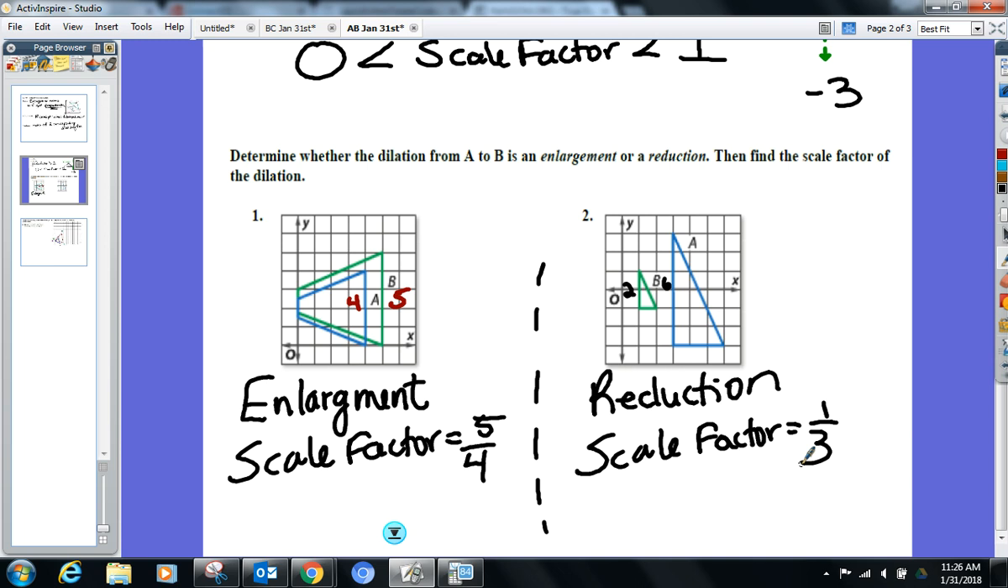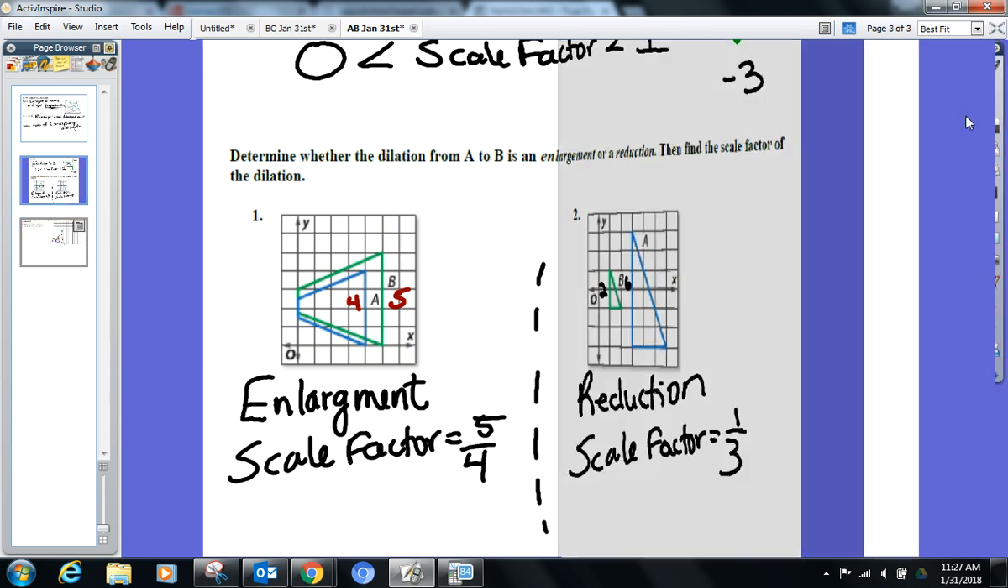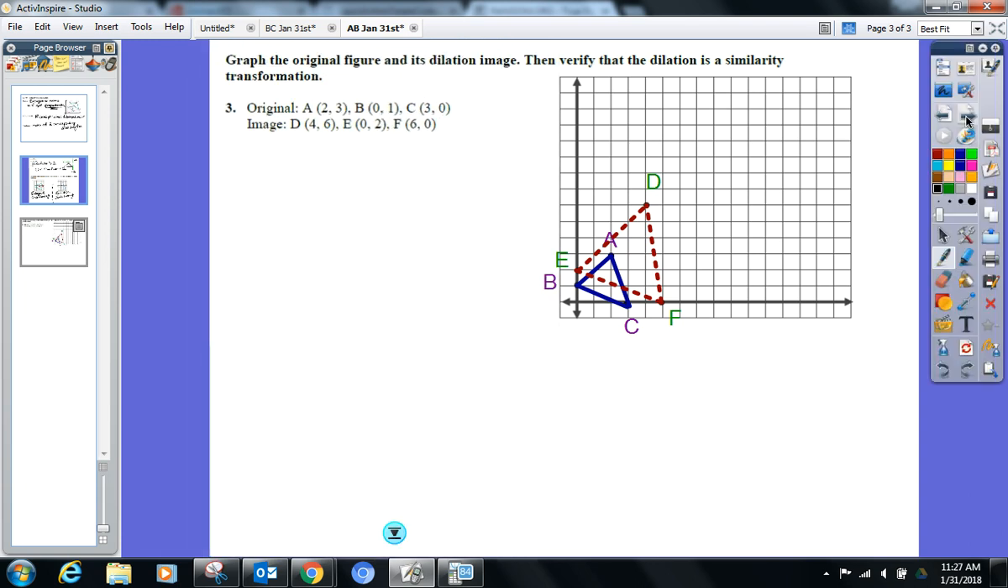Everyone okay? We all good? That's the type of scale factor I look for, depending on if it's an enlargement or reduction. All right, we got one final thing, and then for the 3rd day in a row, you guys get to start your homework early. Go ahead and graph A, B, C, D, E, F. Go ahead and graph it up.